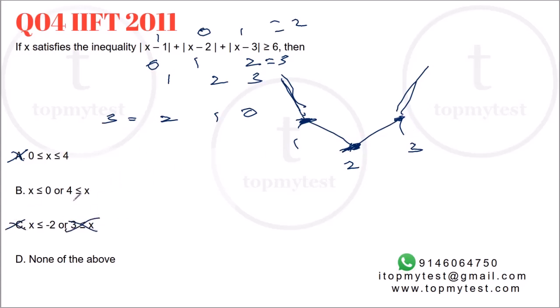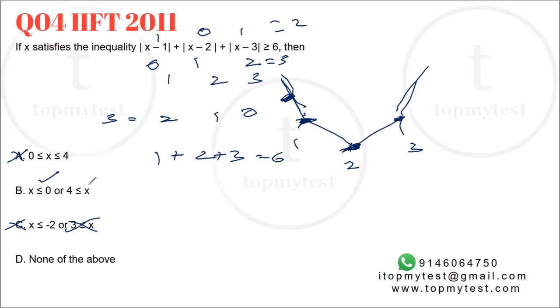Option C is out. Now, what happens at x is equal to 0? At x is equal to 0, the value will be 1 plus 2 plus 3, which is 6. And lesser than this value, it will keep on increasing. So x less than 0 is fine.